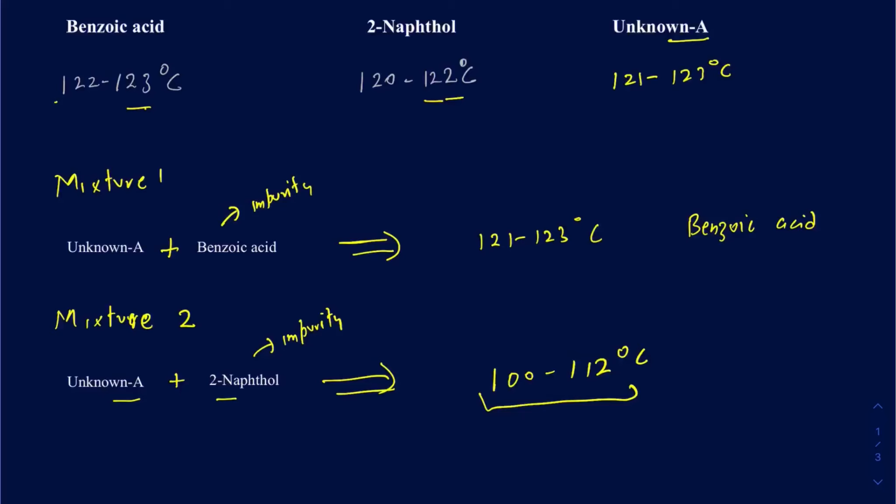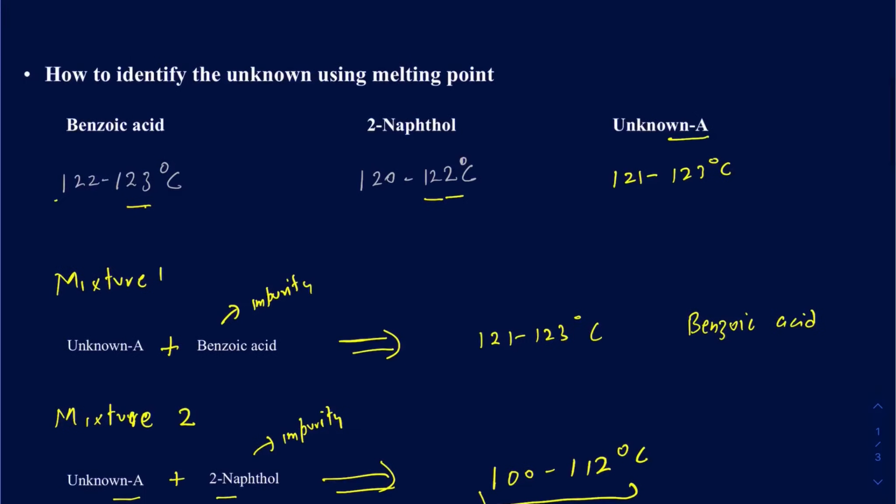And if you have more than two, you're going to do the same thing. Suppose you have another compound that has a very similar melting point, then you would have to make another mixture of that compound to figure out if it gives you a sharp melting point, the same melting point, or a lower and broad melting point. So that's how you figure out the identity of an unknown compound using melting point.